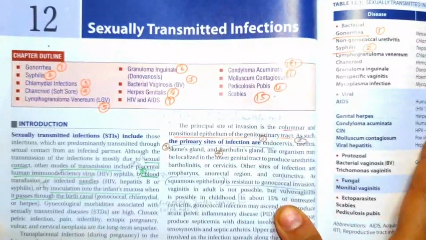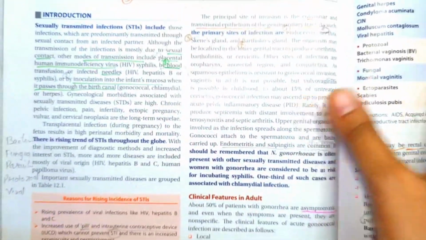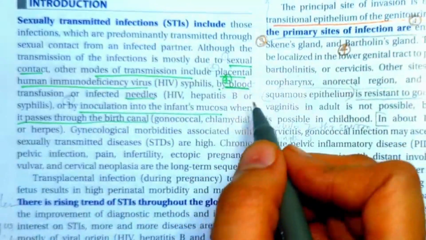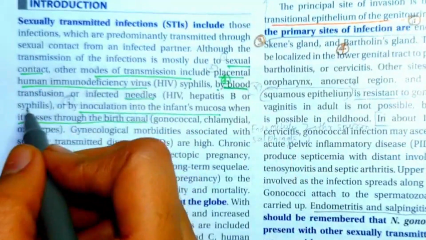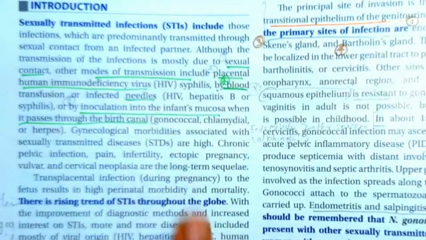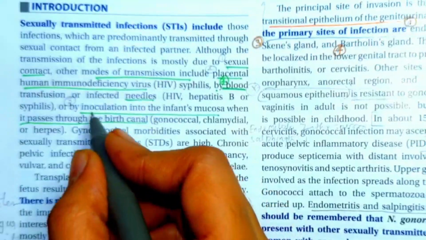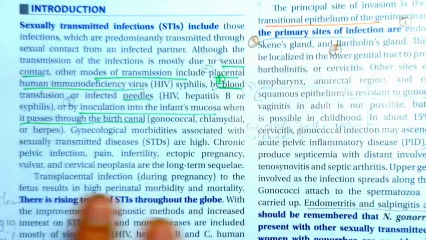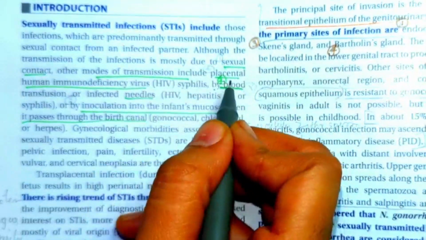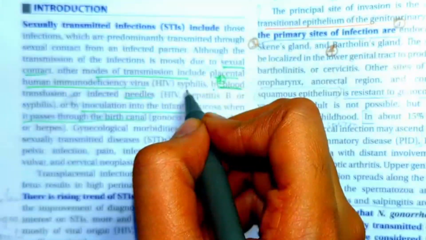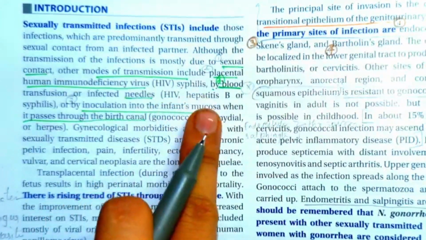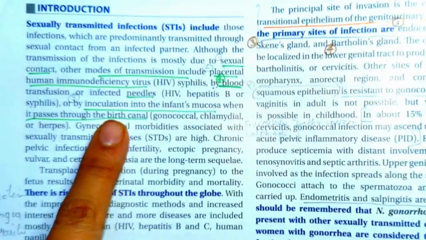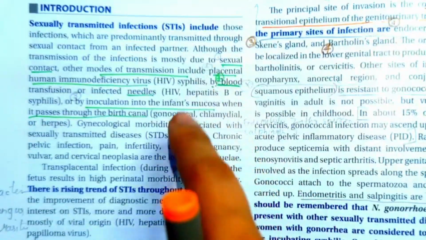Moving to the new chapter, sexually transmitted infections. Transmission is by sexual contact, by placental transfer, by infected needles, or in blood transfusion. Infants' mucosa can be infected when passing through the birth canal. Sexual contact can transmit everything. Placental transfer occurs in HIV and syphilis. Blood transmission occurs in HIV, hepatitis B and syphilis, and inoculation during passage through the birth canal can transmit cocci. So through these routes it can be spread.